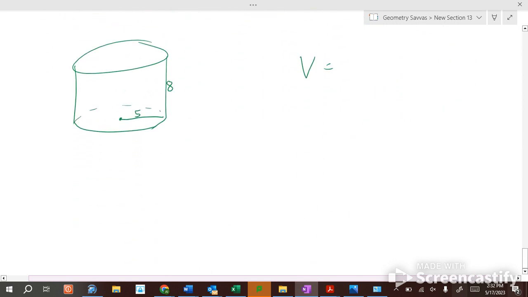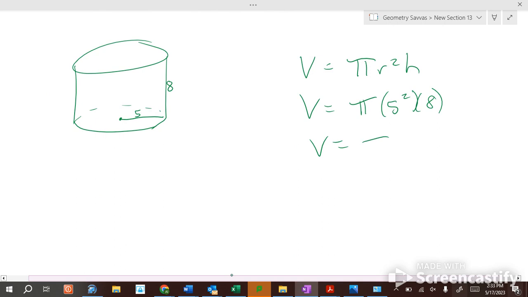Last one. What's the volume of that cylinder? What's the formula? Pi r squared h. Pi 5 squared 8. Pi times 25.